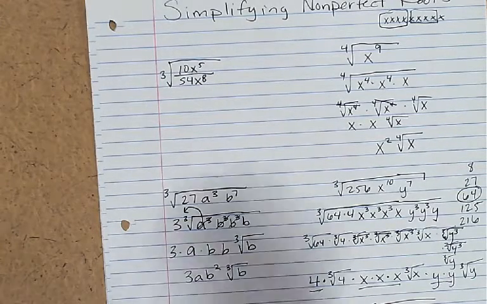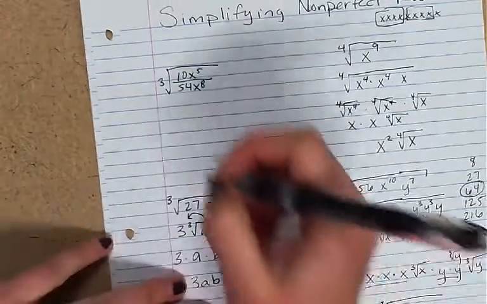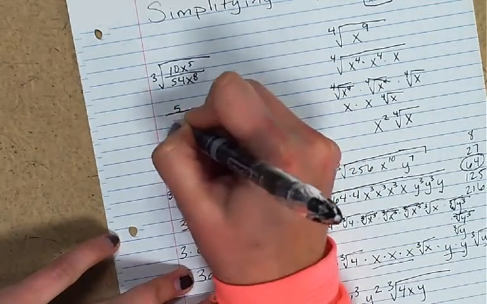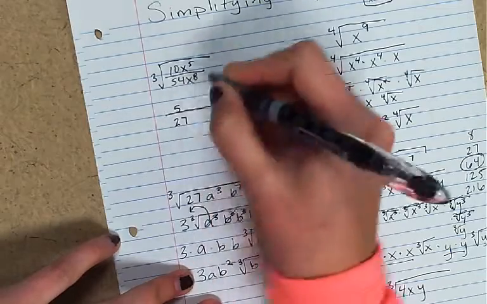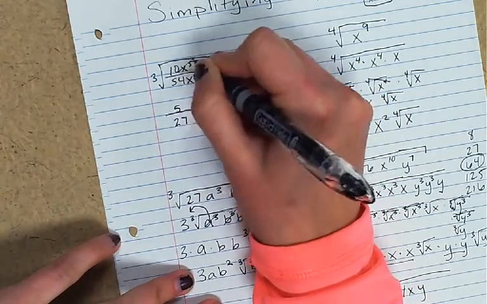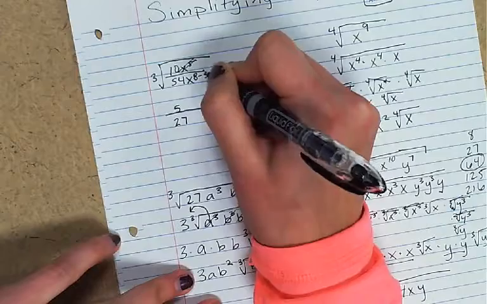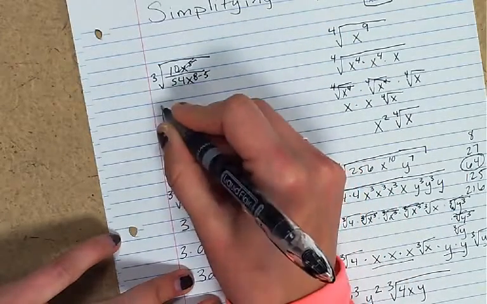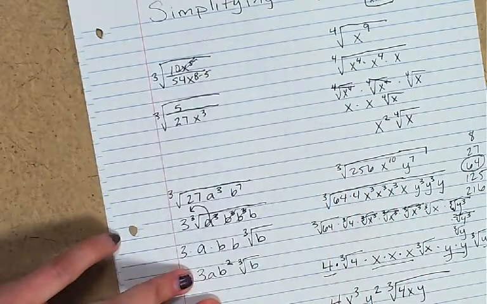Okay, and then the last one, again, if you can ever simplify, you need to do that first. So I noticed that 10/54, those are both even, so that's going to simplify to 5/27. And then if I have 5 x's on top and 8 on the bottom, we can cancel out these 5 as long as we take it away from the 8. So x cubed. The whole thing is cube rooted.